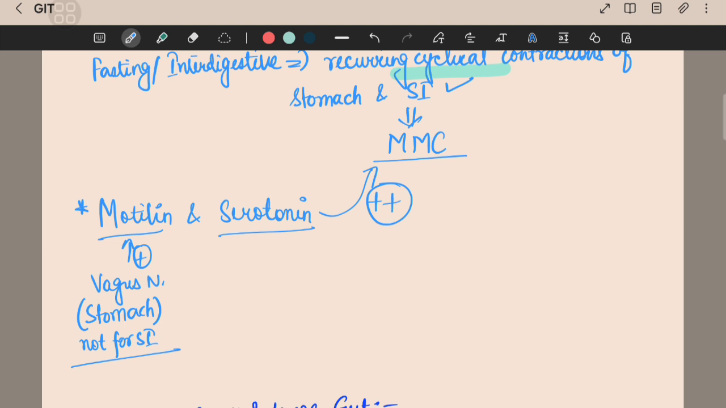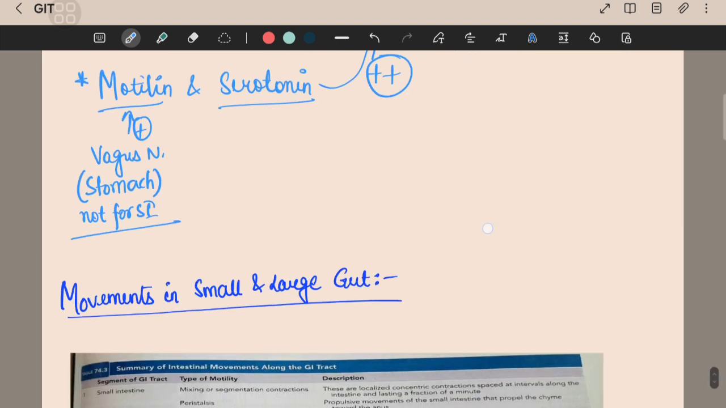Remember this. In certain animal demonstrations, 5-hydroxytryptamine or serotonin or somatostatin also actually initiates phase 2 and phase 3 contractions in the duodenum. That is happening in certain animal experiments. We have got that result. Okay, so that was about motilin and serotonin.